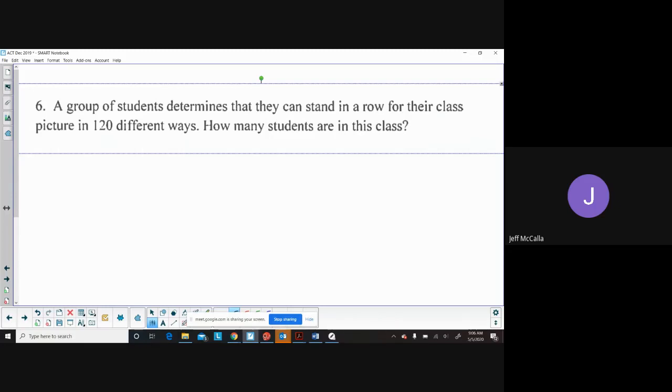Let me ask it in reverse. What if you had 3 people? How many different orders could you stand in? Like if the question was you have 3 people, how many different orders could you stand in? How do you figure that out?